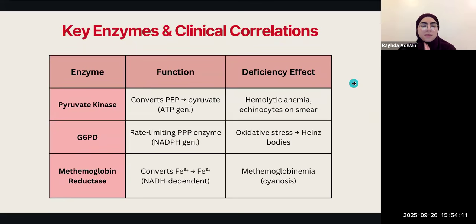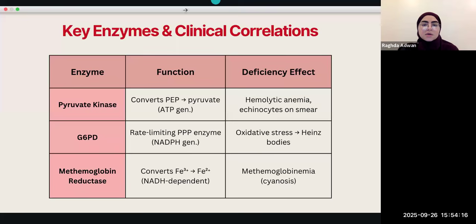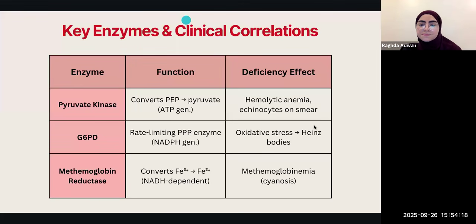So now this is just a quick table. You've got different enzymes that can have different deficiency results.